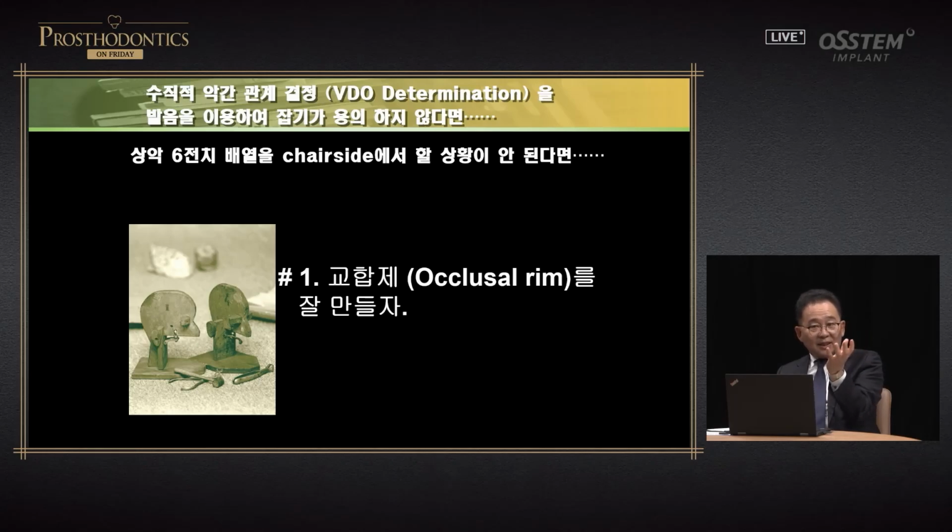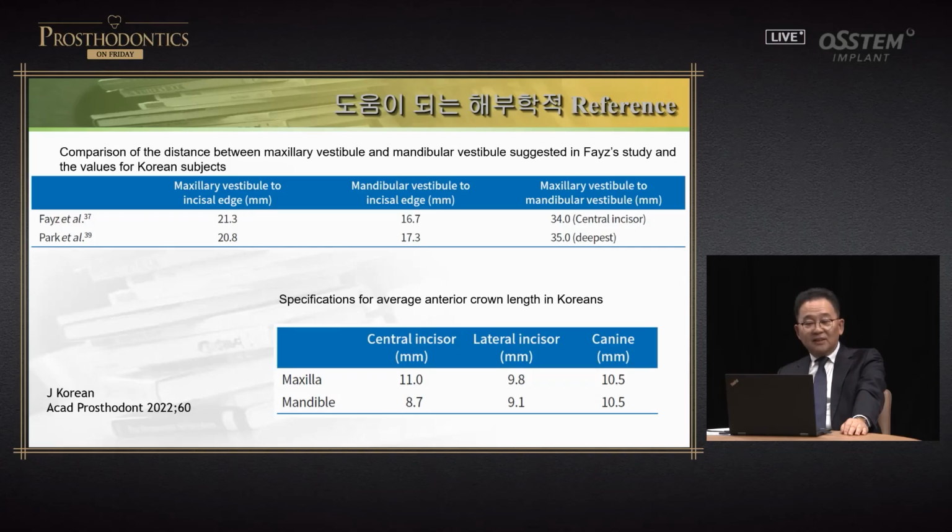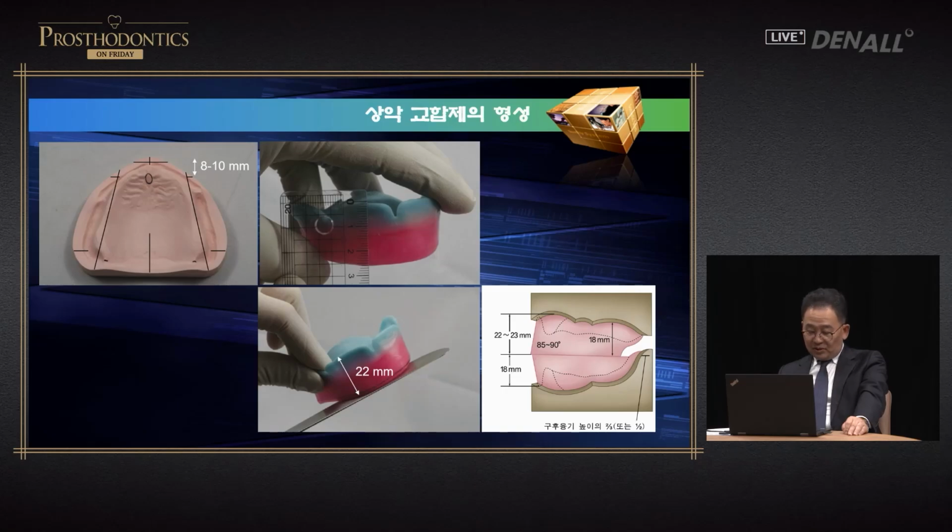You can make slight adjustments before setting on a patient's oral cavity. There are many references, anatomically speaking. In the case of maxillary vestibule, from the deepest vestibule to incisal edge, as for foreigners, it's 21.3 millimeters, and for Koreans, it's 20.8 millimeters. And if you look at the context, we can make it 22 millimeters on average.